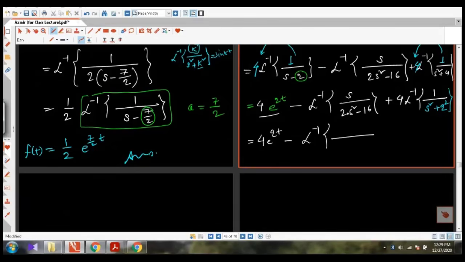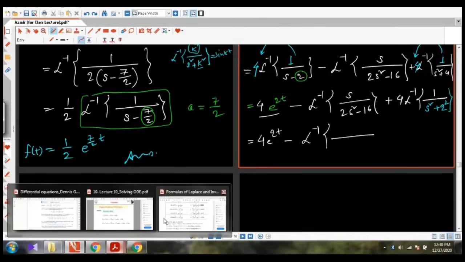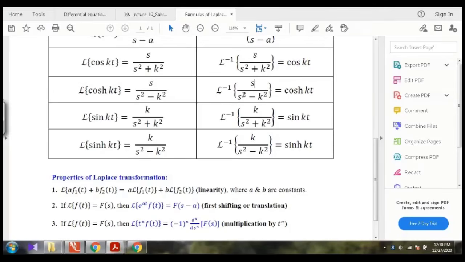So what you can do, have a look on the denominator. We have 2s squared negative 16, and in numerator we have s. So which formula can be applied? S over s squared negative k squared, right? Negative, have a look, it is negative. If it is positive, then we will get cosine kt, but if it is negative, then hyperbolic cosine kt is coming. Is that okay? Yes, sir.